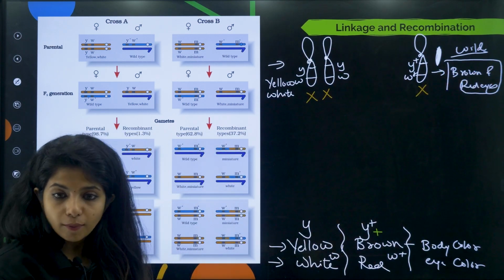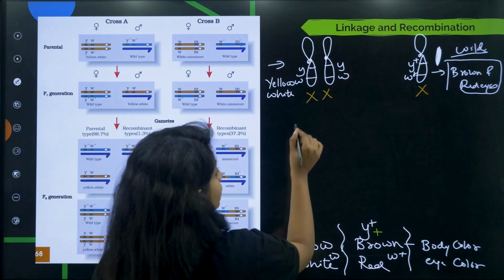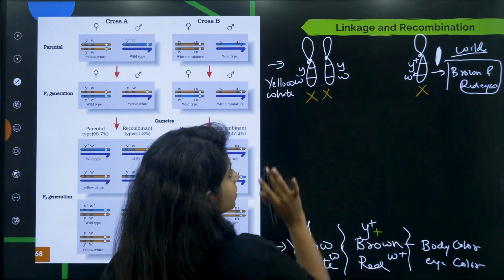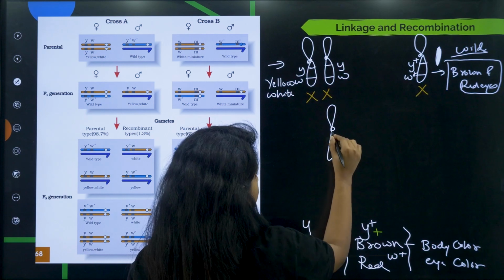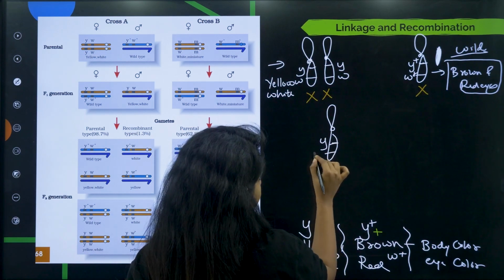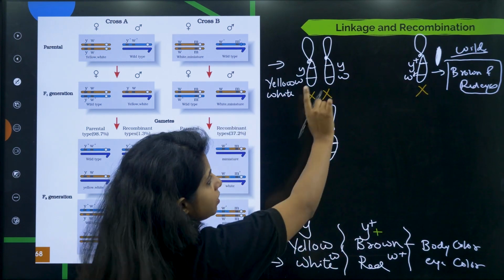Okay, now let's form the gametes. Now if this gamete comes or this gamete comes, the same thing is going to happen, because both have the same genes, so y and w. That is one thing that the mother can give.